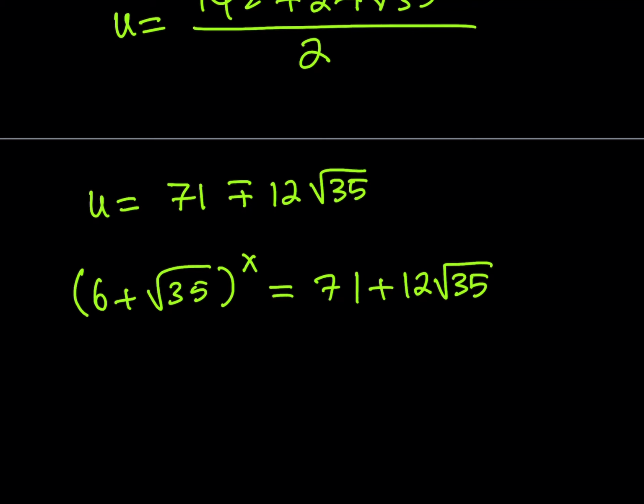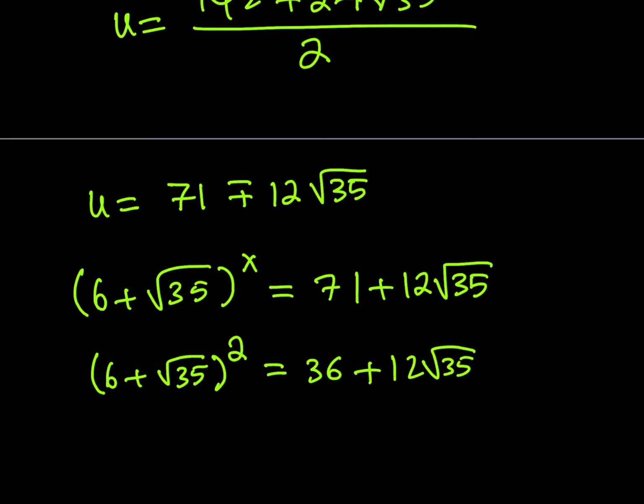Now, at this point, you can do several different things, but one of the obvious things to do is just square this number. And when you square this number, you're going to be getting what? Where does the x come from? If you square this number, and I'll tell you why I'm squaring it, 36 plus 2ab is going to give me 12 root 35, and then plus 35.